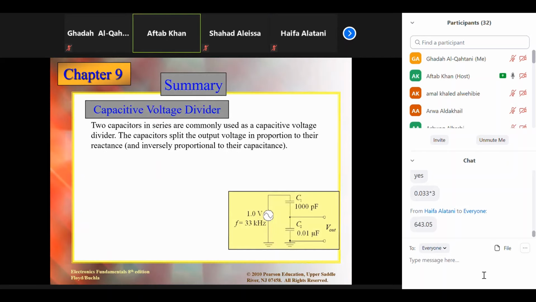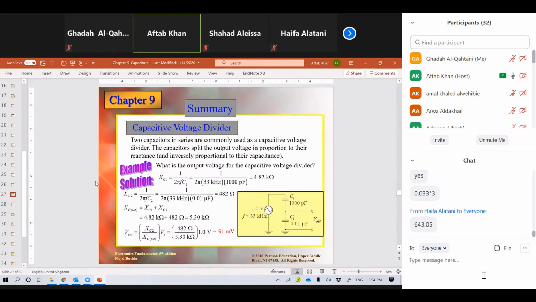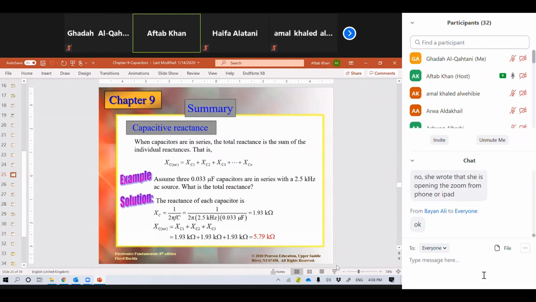Class now. So, okay, how many slides are remaining here? Let me just check. There are still many. Okay, so we can see, inshallah.